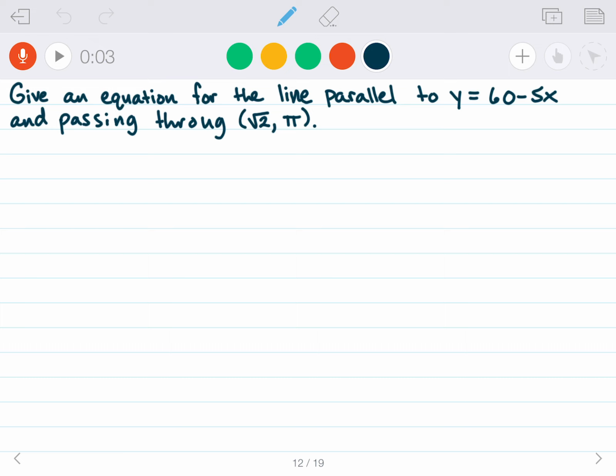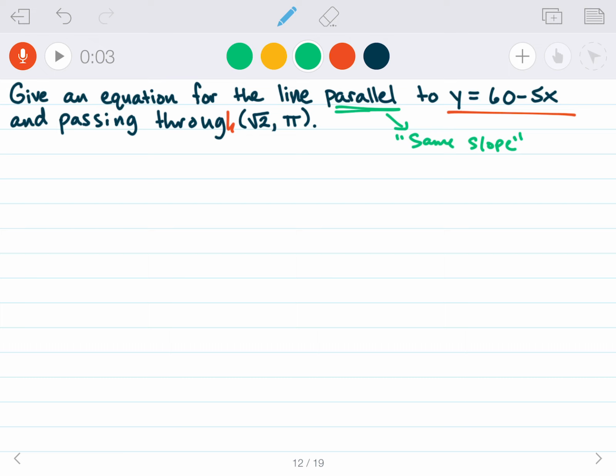All right, give an equation for the line parallel to y equals 60 minus 5x, and it passes through root 2, pi. Yeah, those are some weird numbers, but it's okay. We treat them just the same like we would any other numbers in an ordered pair. No problem. So first of all, parallel means same slope. Whenever you see parallel, you should think same slope. That's it. No more complicated than that.